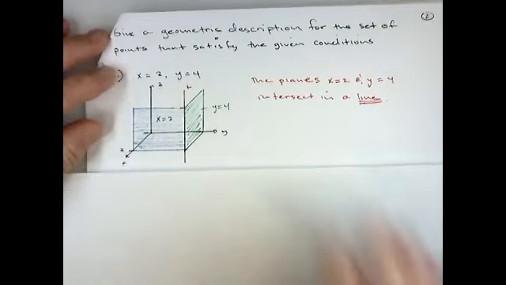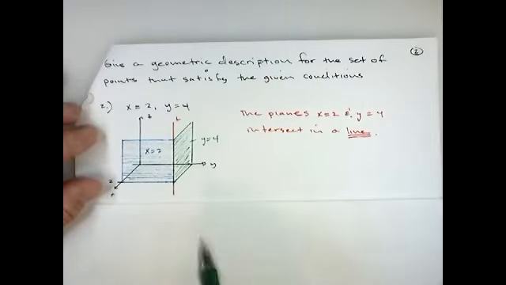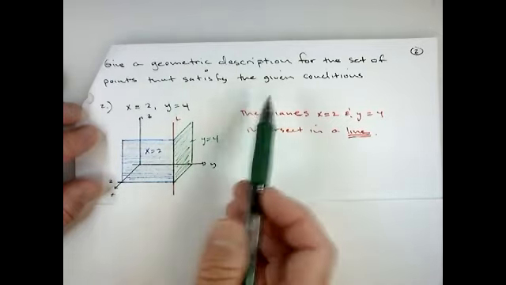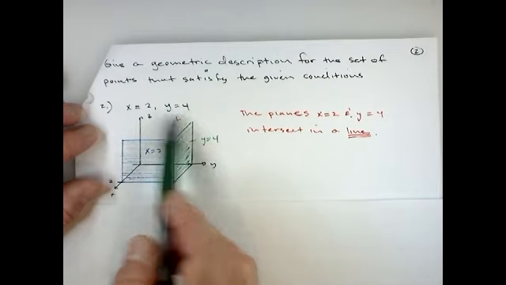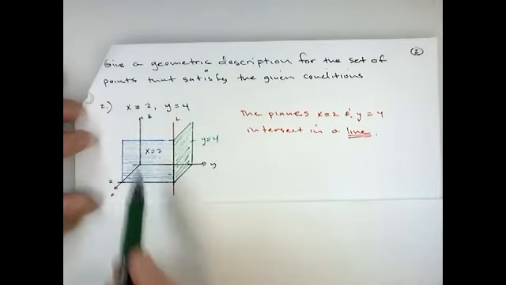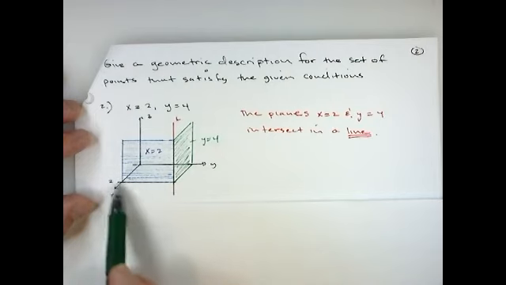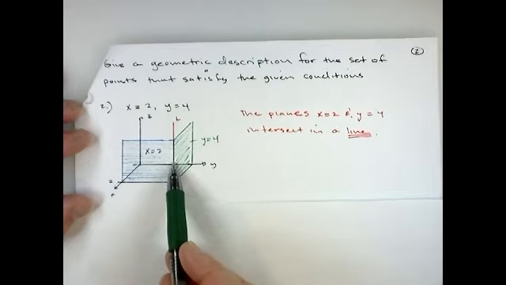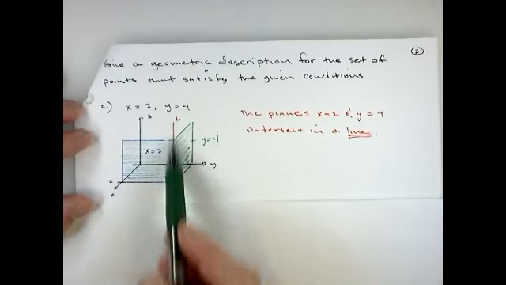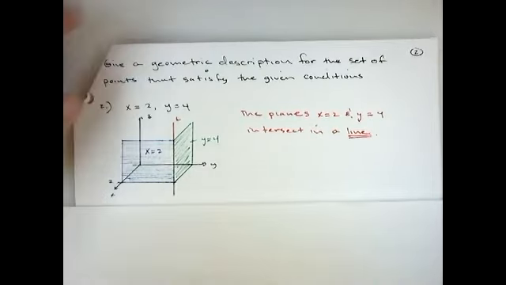So what we're going to practice here is, what is a geometric description for the set of points that satisfy the given conditions? In other words, what are all the points that satisfy both of these equations? Well, we just talked about x equals 2 is a plane, right? Going through the x-axis at 2. Y equals 4 is also a plane. So points that satisfy both of those can be thought of as the intersection of those two planes, which would be a straight line, a vertical line L. Okay, the intersection of two planes is a line.